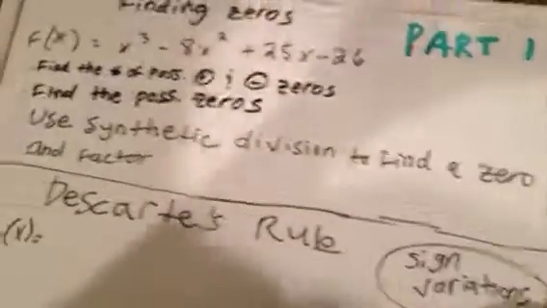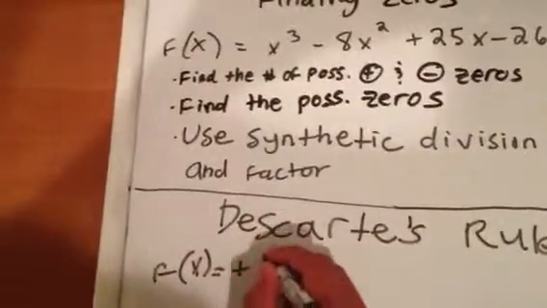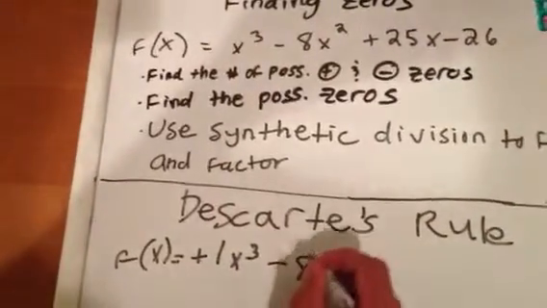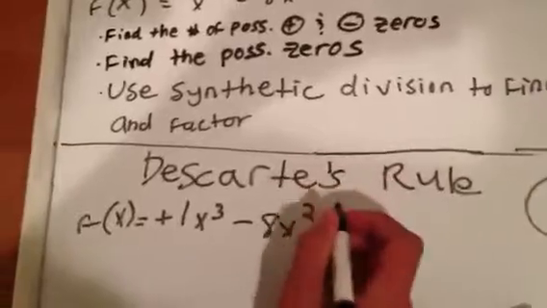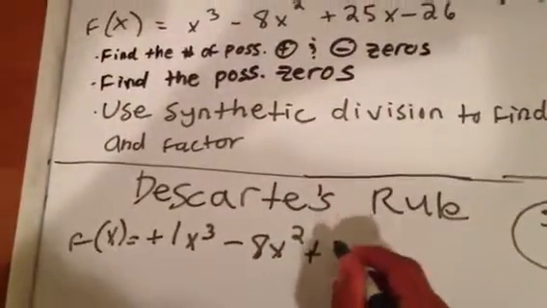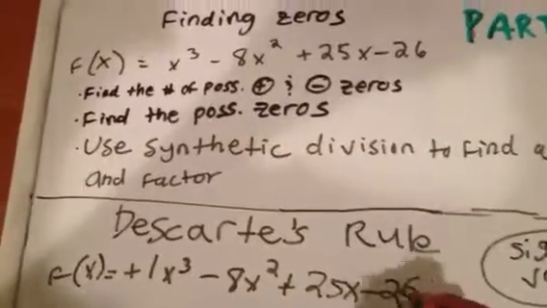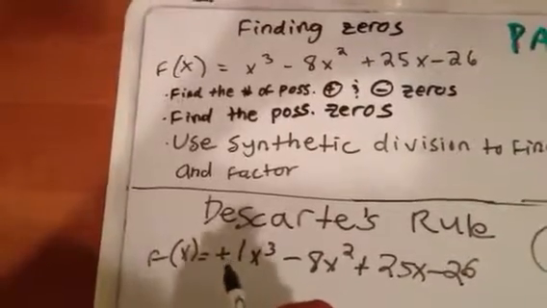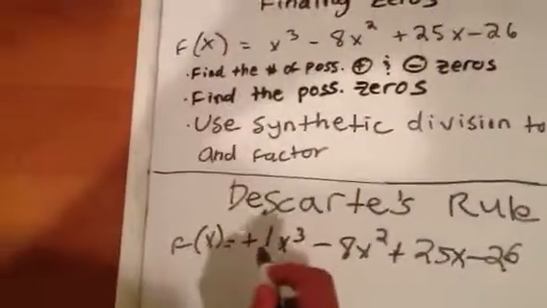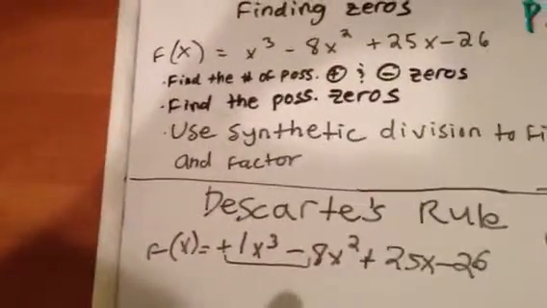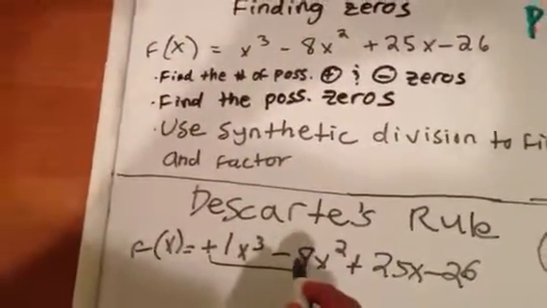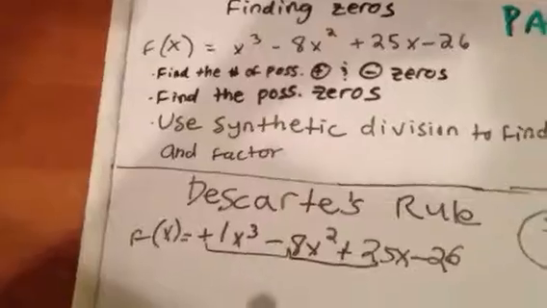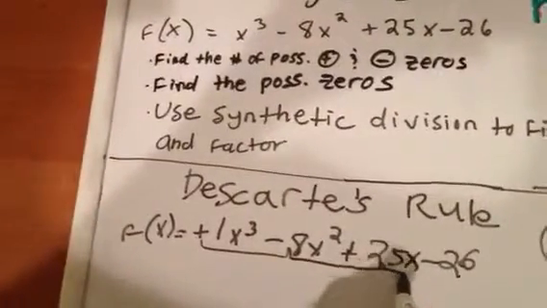I'm going to show you what I mean by that. You're going to write down the coefficients. You're going to rewrite the whole function, but include the coefficient for x cubed this time, and plus the sign. So the number of sign variations: we're going to see how many times the coefficients go from positive to negative or negative to positive. From here to here, there's a sign variation. So that's one possible positive zero. Negative to positive, that's another one. And lastly, we have positive to negative.